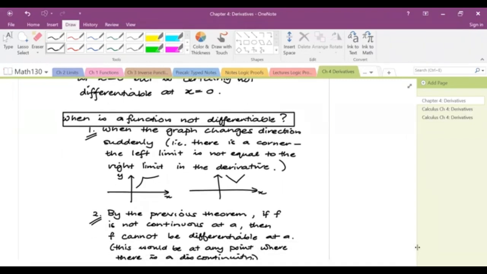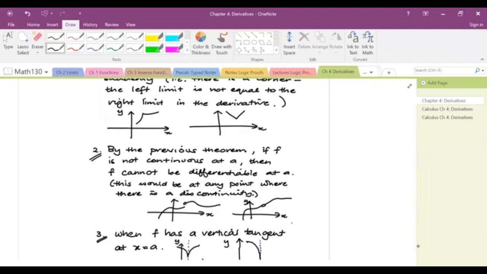We discussed a little bit earlier that in order for a function to be differentiable, we want it to, in some sense, be smooth. So the slope, in other words, mustn't have any jerks or jumps or extreme changes. So in number 1, when the graph changes direction suddenly, there's a corner, and that would mean that the left limit is not equal to the right limit in the derivative. So we've seen if that's the case, then it's not differentiable.